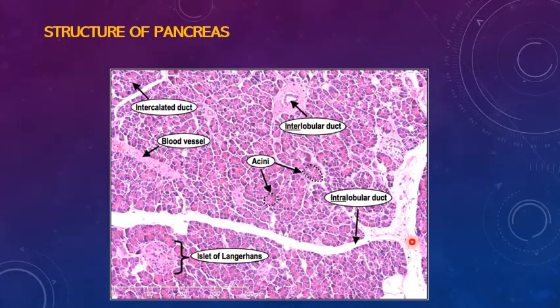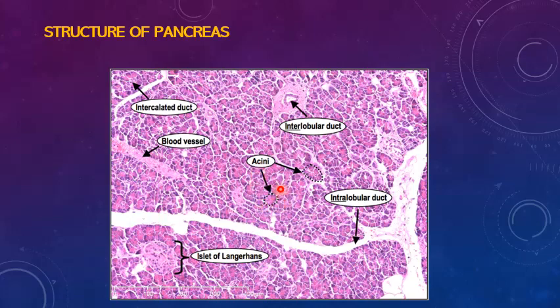The structure of the pancreas, I am not going into the details of this, but the main thing for how to identify a slide is that these are all the acini. Serous acini will be there. It is a serous gland. What is the other serous gland that you know? That is the parotid.